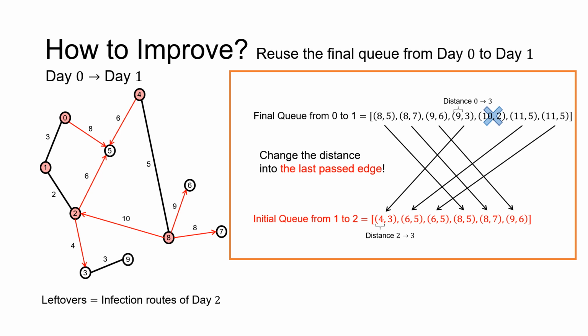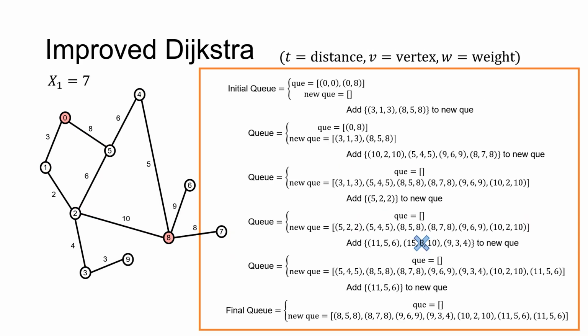To adjust the distances, we simply replace them with the weight of the last passed edge, since the last passed vertex must be an infector. Thus, we obtain a better initial queue based on the final queue. To connect the final queue from 0 to 1 with the initial queue from 1 to 2, we need to remember the weight of the last edge on the route.